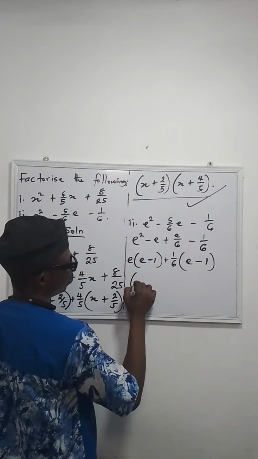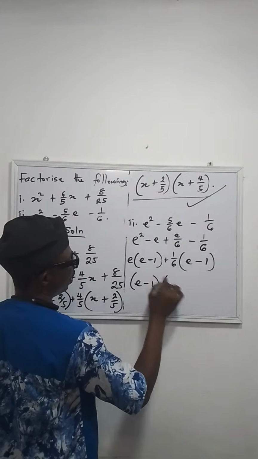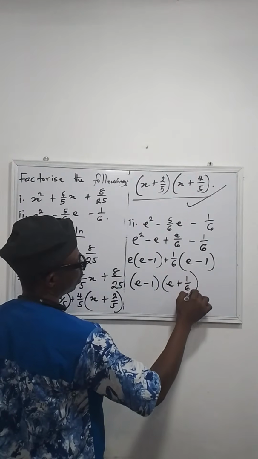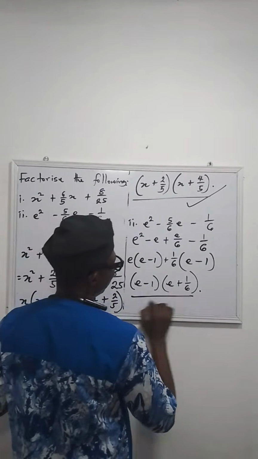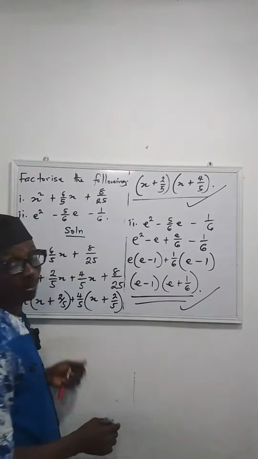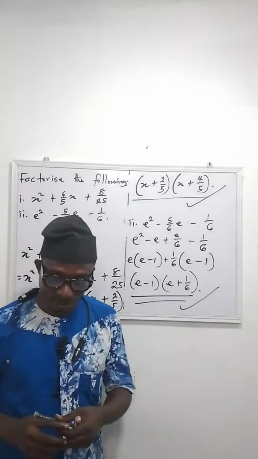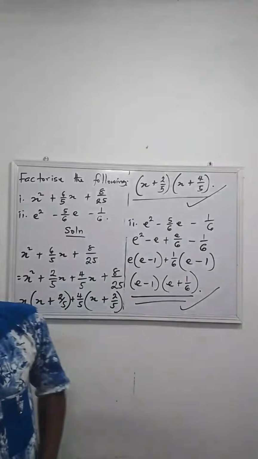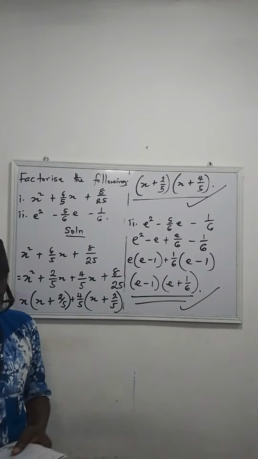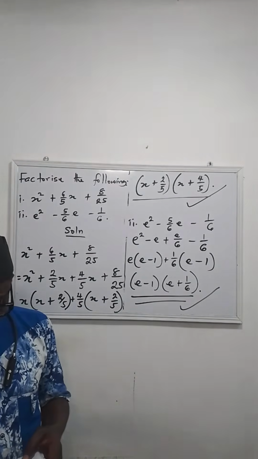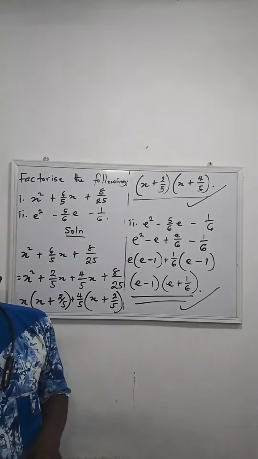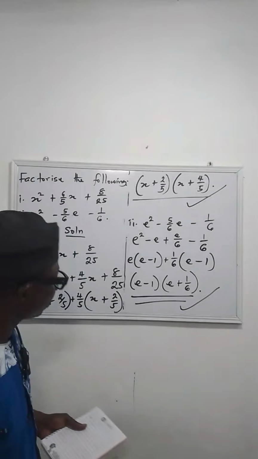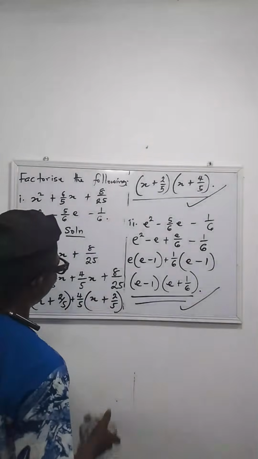When you factor that, we have e minus 1, and we are left with e plus 1/6. This is the answer to the problem. I hope you all understand how to solve the quadratic equation. Okay, so that is that. Now let us move down to this set theory question. Let's see how we can approach this.